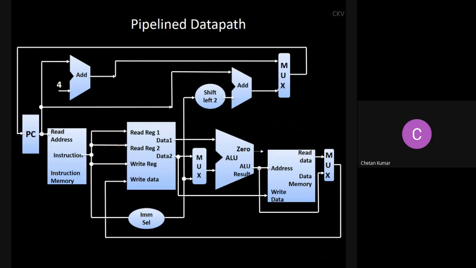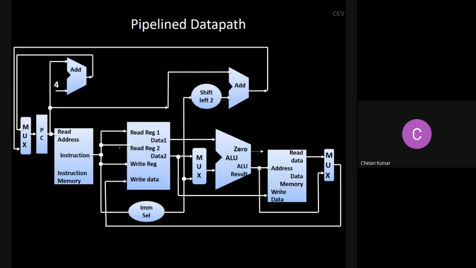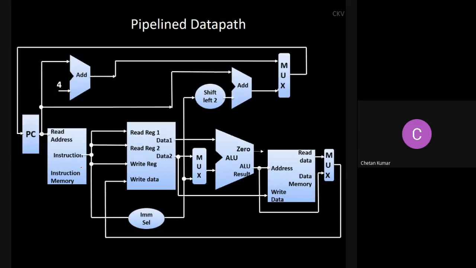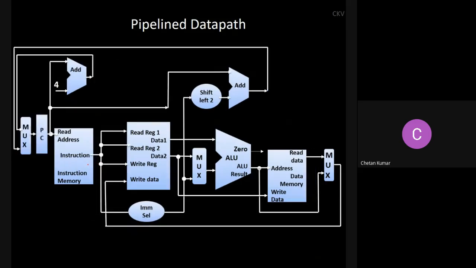So this is our original data path and this is the modified data path. For the initial modification, this is still single cycle only. Can you tell me what modification I did? So from the previous one, what modification did I do? This was my earlier data path and this is my modified data path. This is still single cycle only.